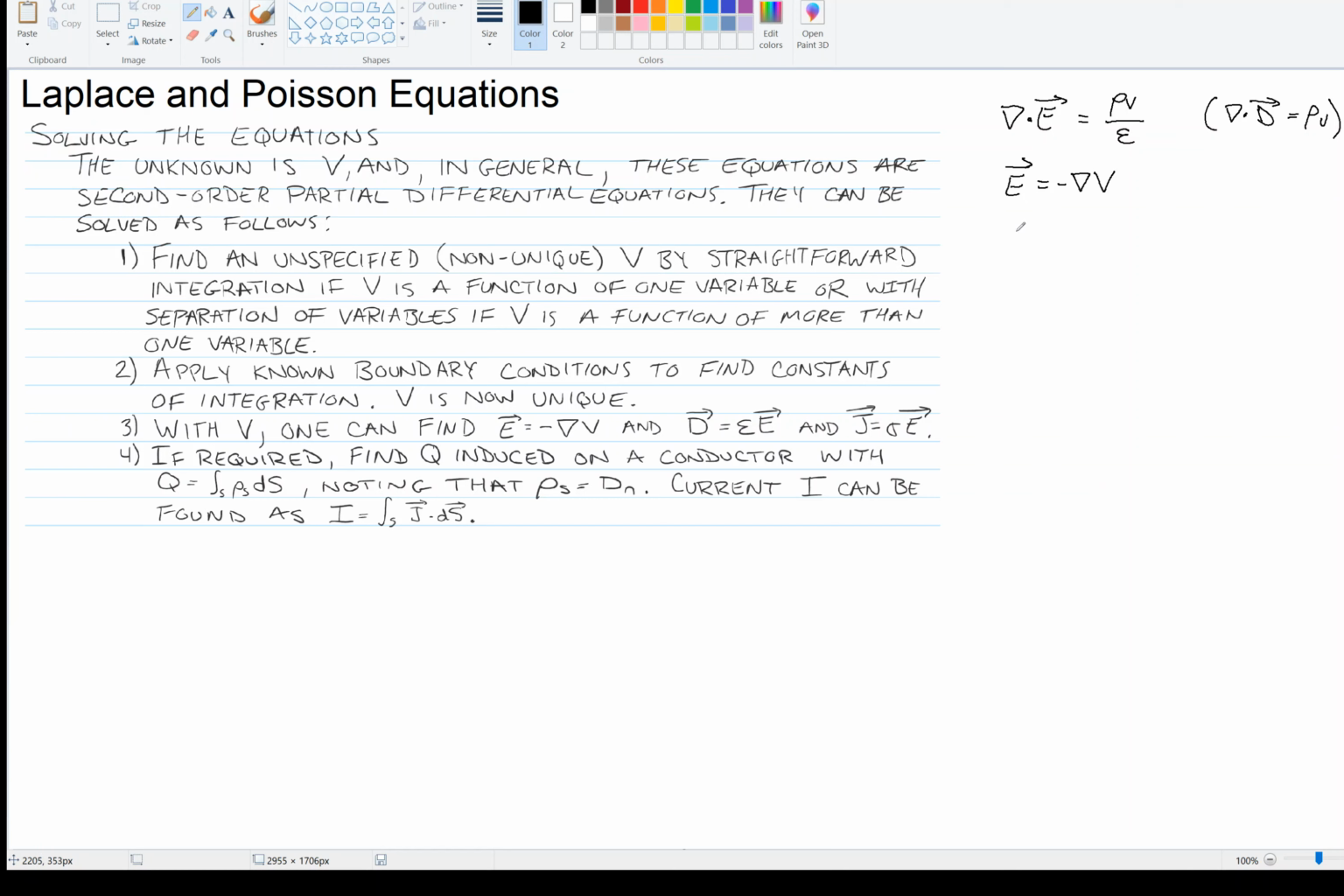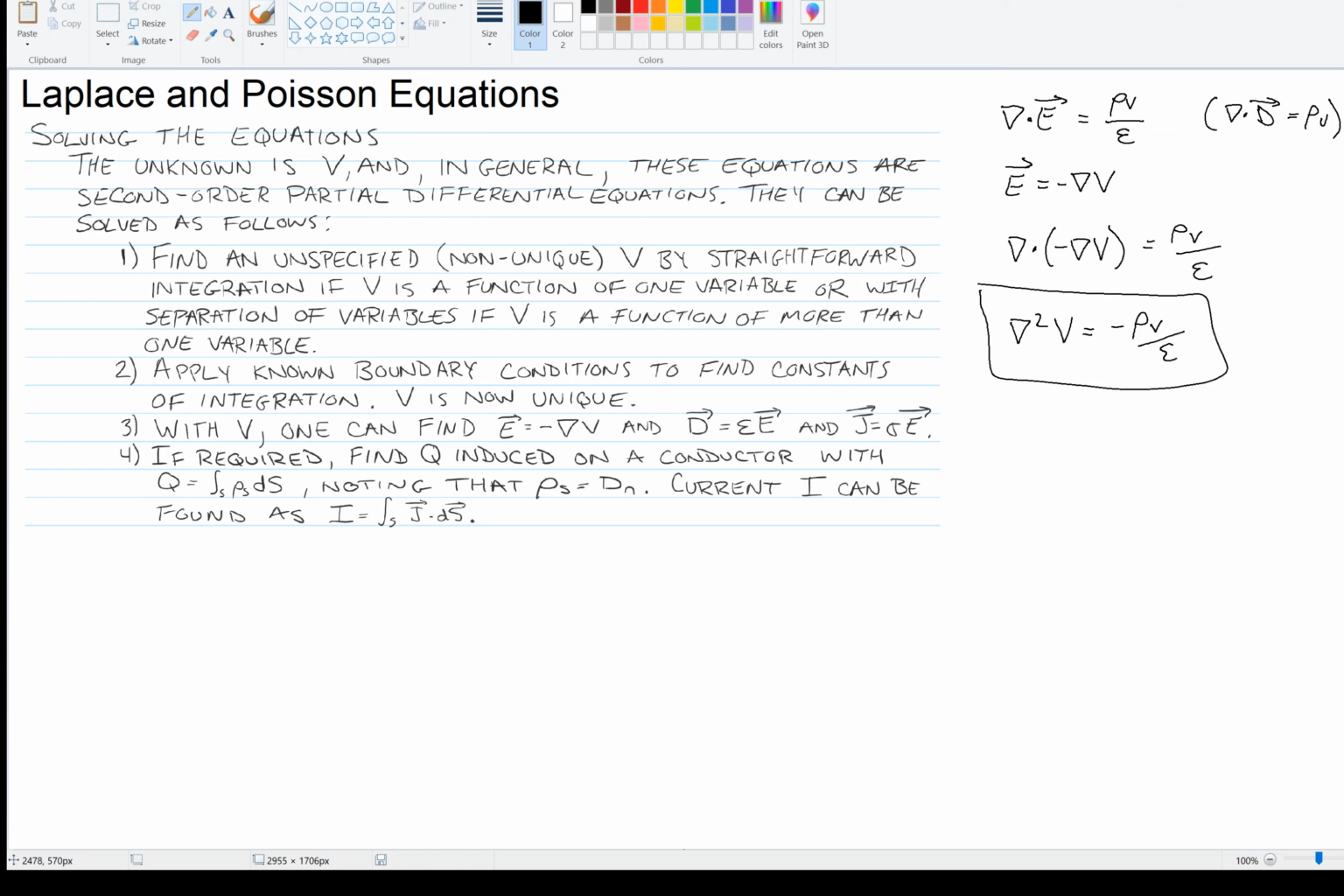Now if I put these two things together, then I've got the divergence of the negative gradient of V. And the divergence of the gradient was called the Laplacian. Do you remember that? In our study of vector calculus, and we used del squared to represent the Laplacian operator. Okay, so this is one of the equations that I want to talk about. That's called Poisson's equation.